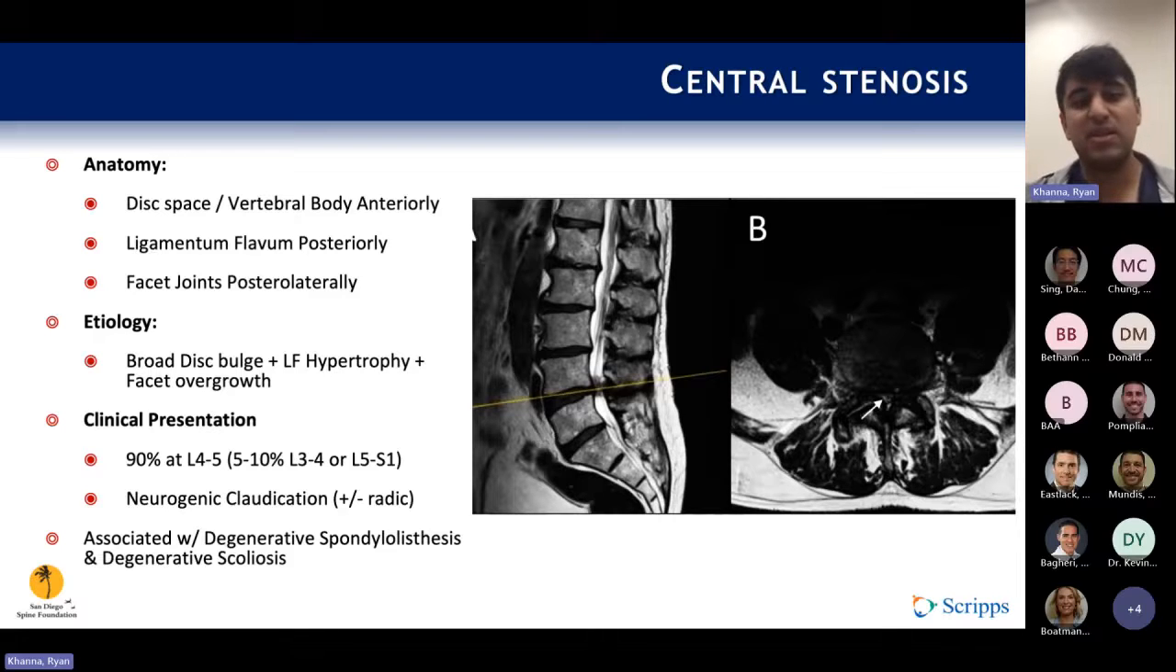Most commonly, 90% of cases present at L4-5. 5 to 10% are at L3-4 or L5-S1, based on the forces used in the degeneration of the disc at that level. There is a high correlation with spondylolisthesis and degenerative scoliosis as well.